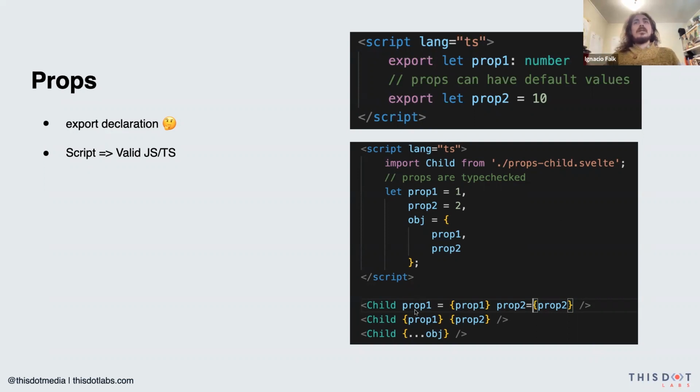How to pass props into a child? Well, you can assign it to a prop. There are shortcuts to it. If the name of the variable is the same as the prop, you can just use this shortcut with curly braces, or you can destructure an object to pass many props at once.